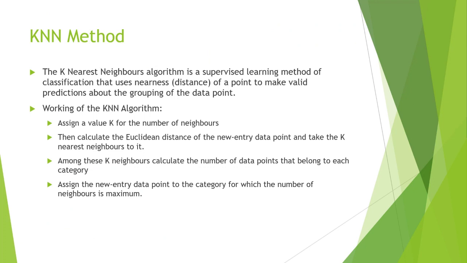I'll now discuss the algorithms we have used in our project, that is the KNN and the k-means clustering. So the KNN method, the k nearest neighbors algorithm, is a supervised learning method of classification that uses the nearness, that is the distance of a point, to make a valid prediction about the grouping of the data point. Its working is as follows. Initially, we assign a k for the number of neighbors, then calculate the Euclidean distance of a new entry data point and take the k nearest neighbors to it. Among these k neighbors, we calculate the number of data points that belong to each category and then assign the new entry data point to the category to which the number of neighbors is maximum.